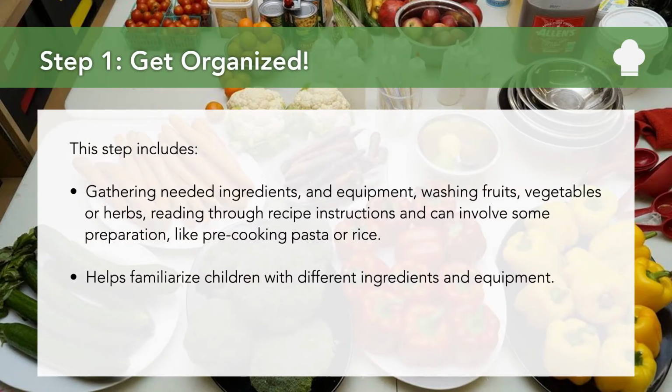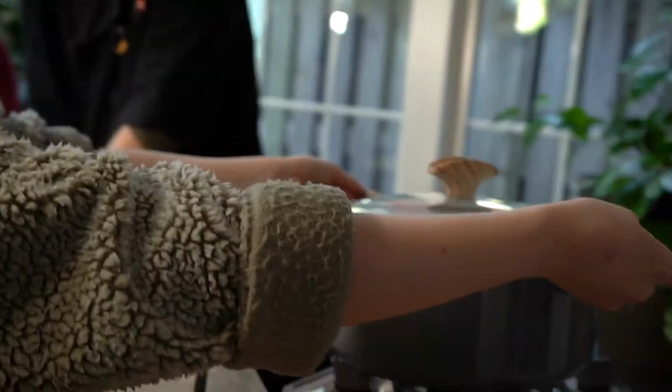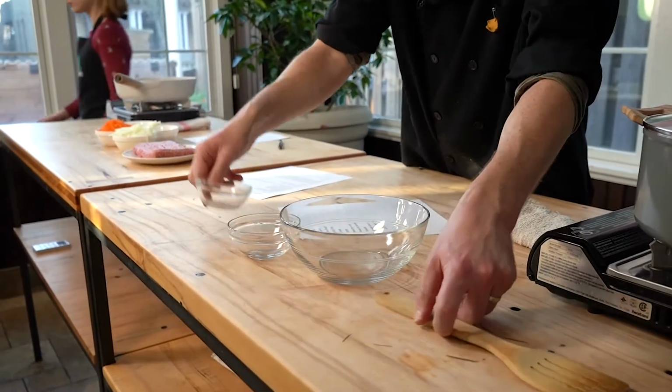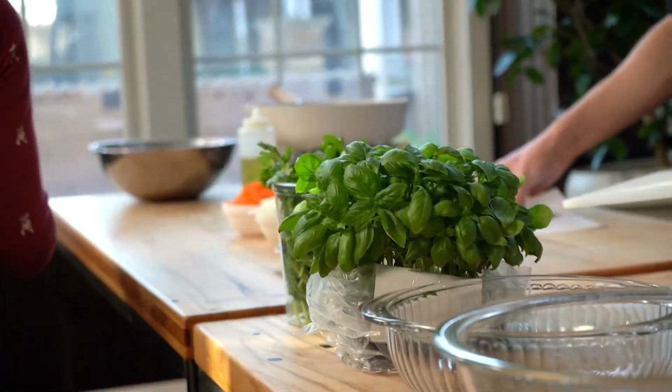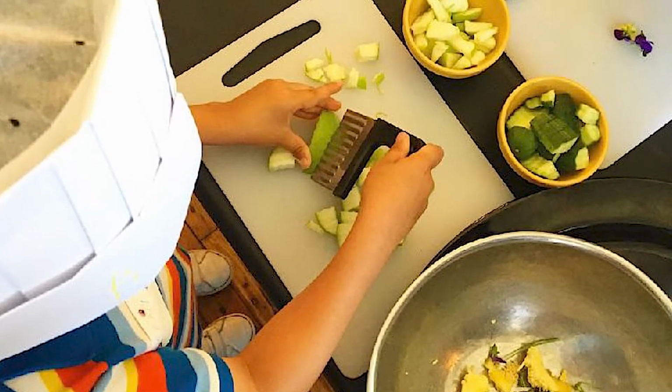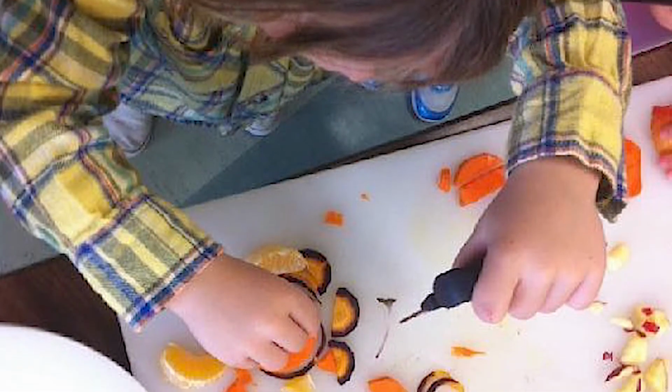The first step is called Get Organized. This step includes gathering needed ingredients and equipment, washing fruits and vegetables or herbs, reading through the recipe instructions, and can include some preparation like pre-cooking pasta or rice, etc. When looking to involve very young children, like pre-K to primary age students, in cooking, we advise parents and caregivers to begin by involving them at this stage of a recipe.